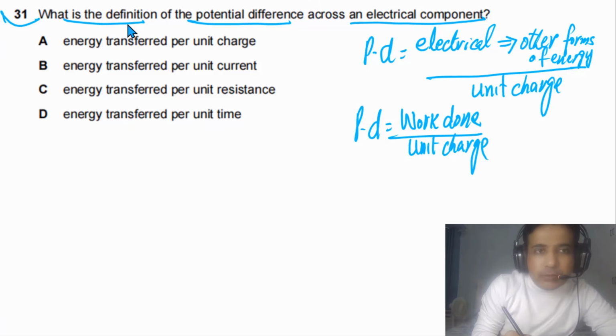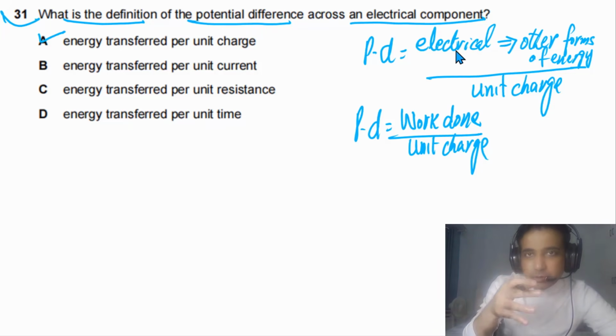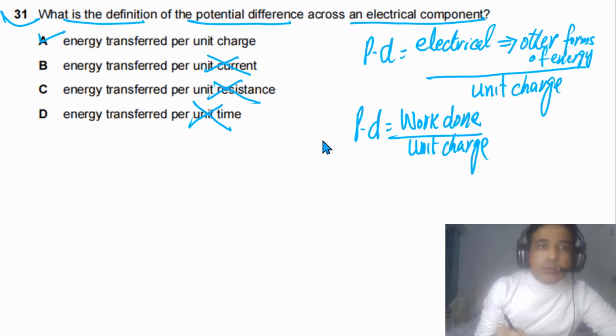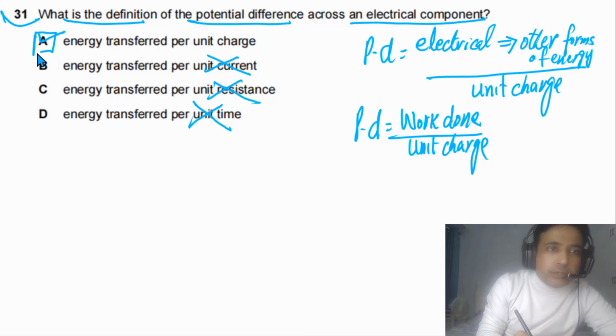Now if you look at the given options, for option A it is given to us energy transfer per unit charge. So this one seems correct, because the amount of electrical energy converted into other forms of energy per unit charge is the PD. But if you look at the next ones, energy transfer per unit current is wrong. Energy transfer per unit resistance is wrong. Energy transfer per unit time is wrong. This is the energy transfer per unit charge. So the answer for this question is A.